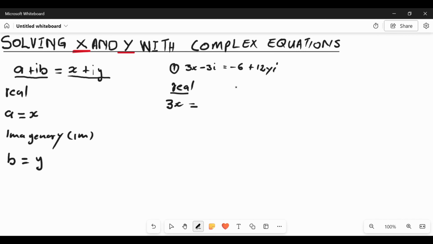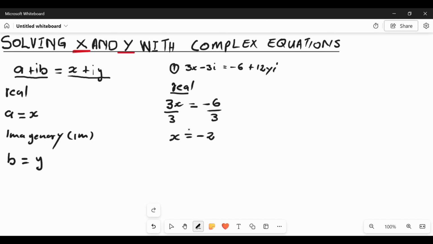Now we consider the right hand side. Again, on the right hand side, we look at this complex number here. We're only going to consider the real part of this complex number, which is going to be 6. So we can say 3x is equaling to 6. But we are solving for x, so we need to divide by 3 both sides. When you divide by 3, this is going to give us x is equaling to 2. So in other words, x is equaling to 2.